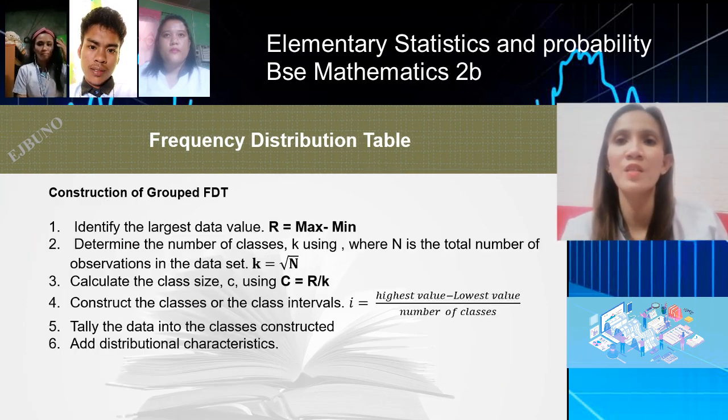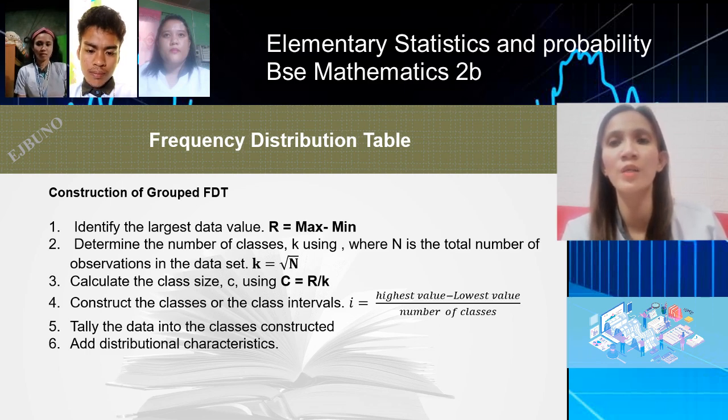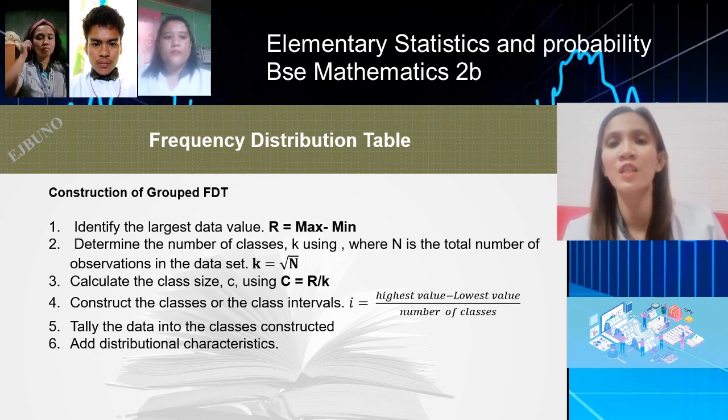Now we have the steps in the construction of a group frequency distribution table. These are the steps. First, identify the largest data value, or the maximum, and the smallest data value, or the minimum, from the dataset and compute the range. So the range is the difference between the largest data and the smallest data. Number 2, determine the number of classes K, where N is the number of observations in the data set. Round off K to the nearest whole number.